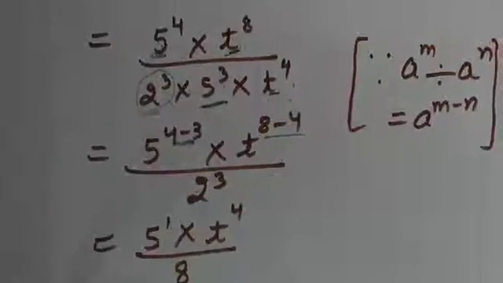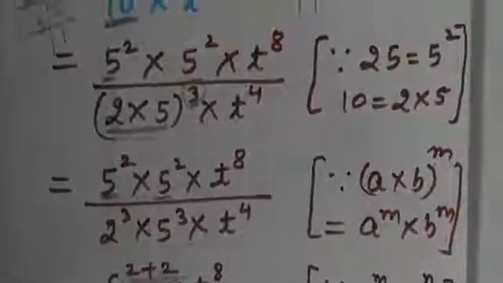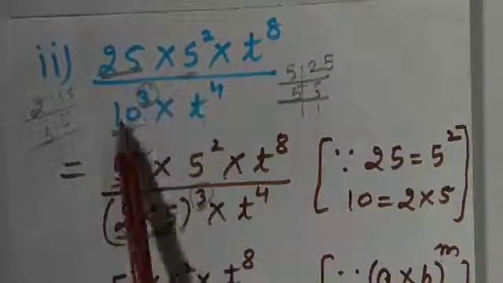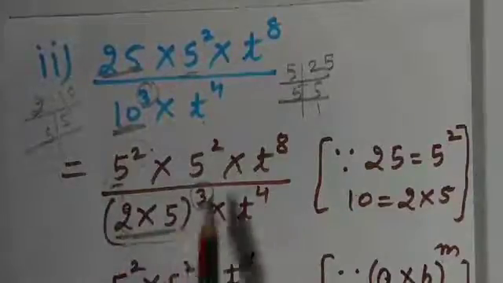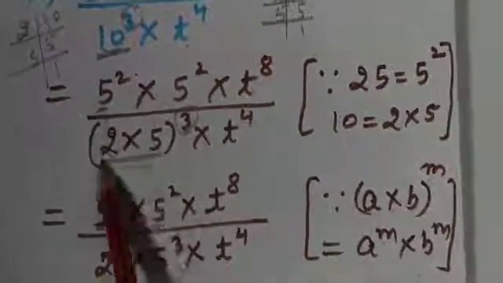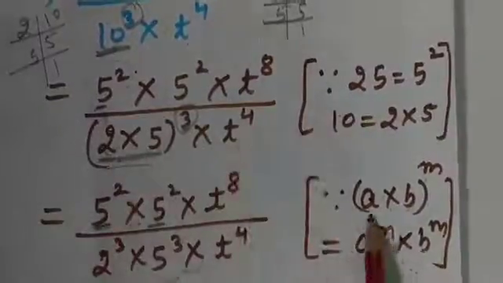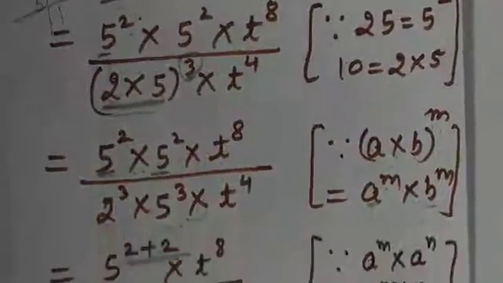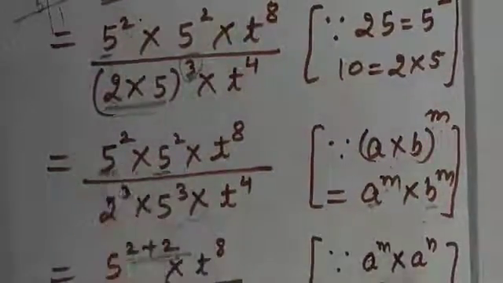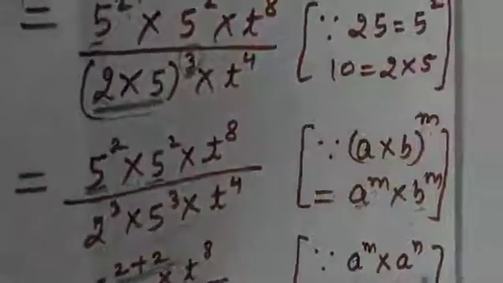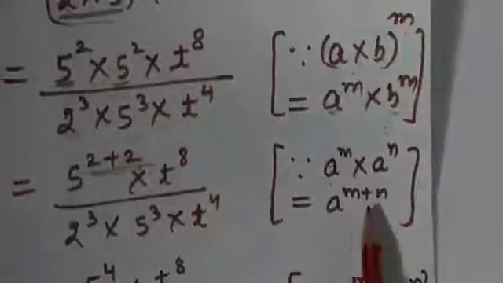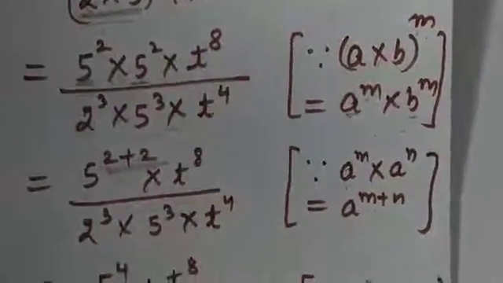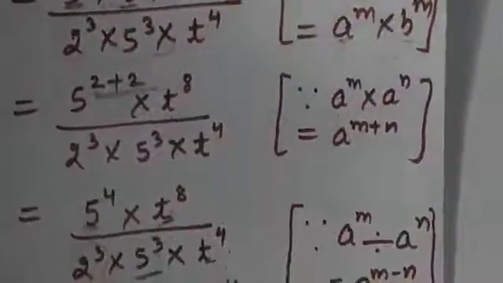So this is your second part. Let me explain again what I did. First, I wrote 25 as 5 to the power 2, and 10 I wrote as 2 into 5. Then I applied the law a into b whole raised to the power m, so the powers get distributed to each number. Then I applied the law a to the power m into a to the power n is equal to a raised to the power m plus n. Same base, powers get added. Then I solved this question. Okay, so this is your second part.